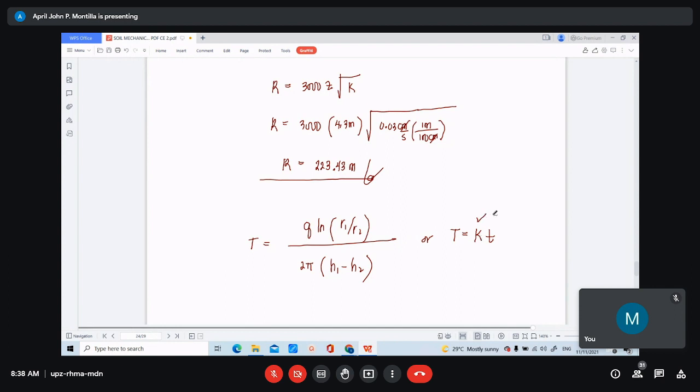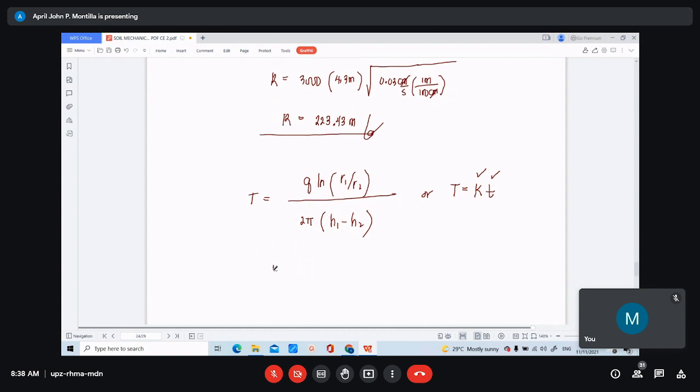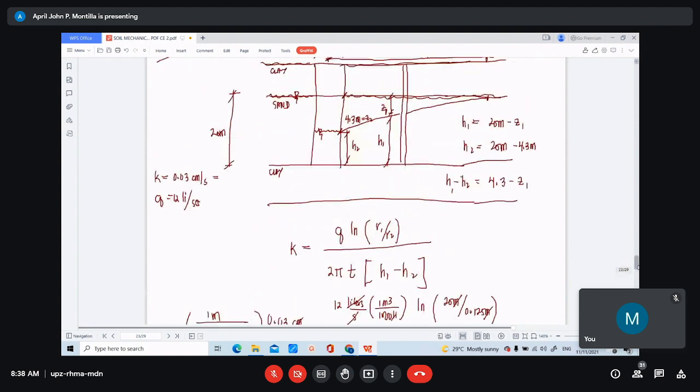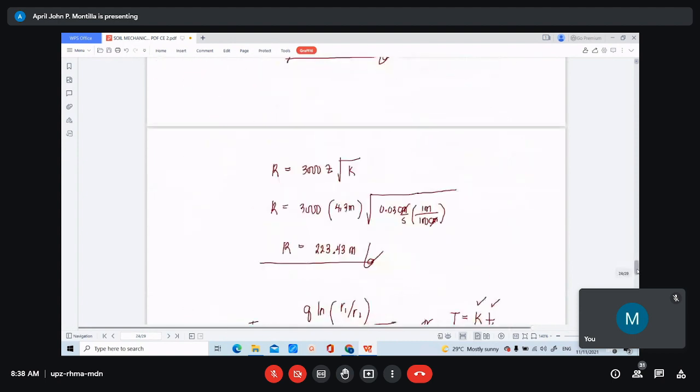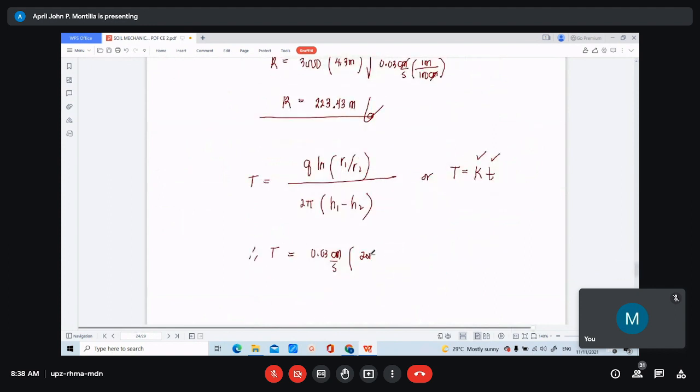We have the hydraulic conductivity, which you already computed or was given. You have the thickness also. So you can now compute transmissibility. Therefore, T is equivalent to, our K is 0.03 cm per second, and our thickness is 20 meters. So let's convert the units: 100 cm is to 1 meter. Cancel there. What is our value?